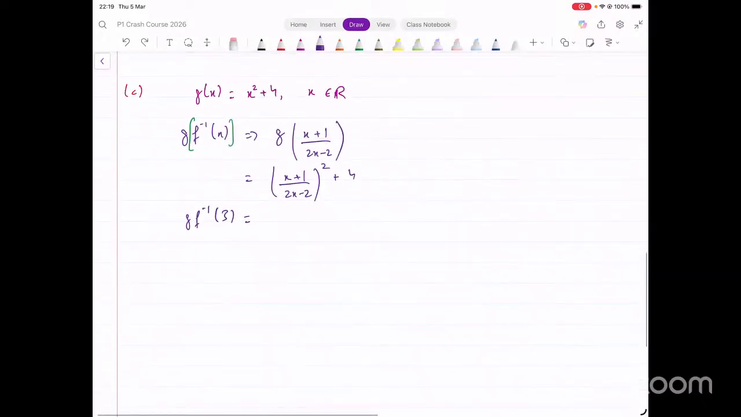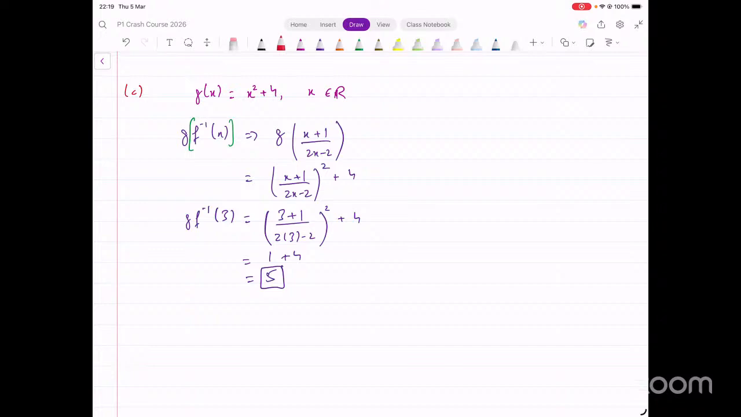You just input that value of x inside this. It becomes 3 plus 1 divided by 2 into 3 minus 2, whole squared, plus 4. And you can see what this turns out to be. In the numerator, you've got 4. In the denominator as well, you've got 4. So that's a 1. 1 squared plus 4. That will be 1 plus 4, which is 5. That's the value that we were looking for, right? That's part C. Again, fairly straightforward. This is what we had to do in this. So we found the function gf inverse, and then we just input 3 in that in place of x.